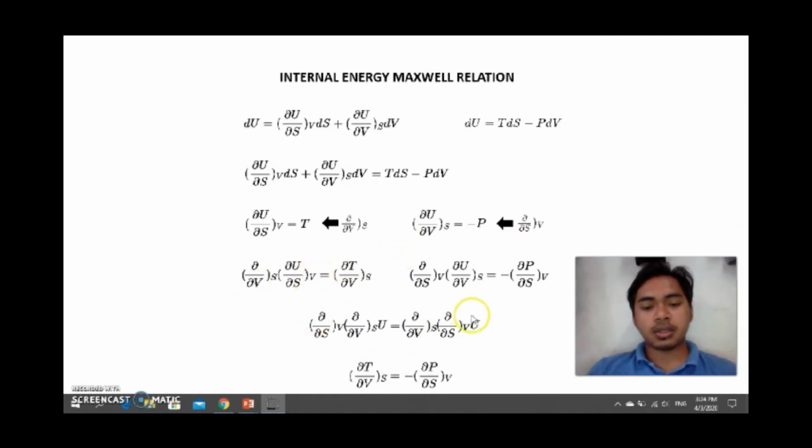Finally, we get this into one equation. ∂/∂S at constant V times ∂/∂V at constant S of U equal to ∂/∂V at constant S times ∂/∂S at constant V of U. We can cancel the U on both sides, and we see that this side is equal to this side, and this side is equal to this side. We can make the conclusion that this is equal to this. So (∂T/∂V)_S equal to negative (∂P/∂S)_V. I think that is all from me. Thank you.